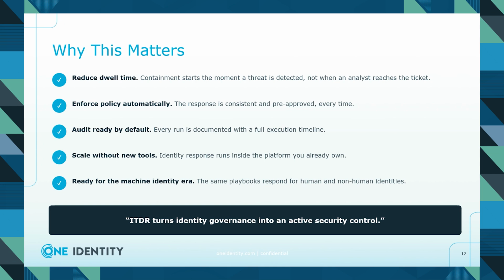They let you scale identity response without adding yet another tool to your stack. And critically, they're ready for the machine identity era. The same playbook model that protects Sam's account can respond for a service account or for an AI agent, identities that have no human to call and no time to wait. ITDR turns identity governance from a system of record to an active security control.